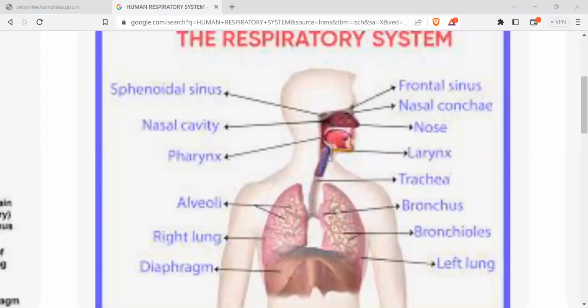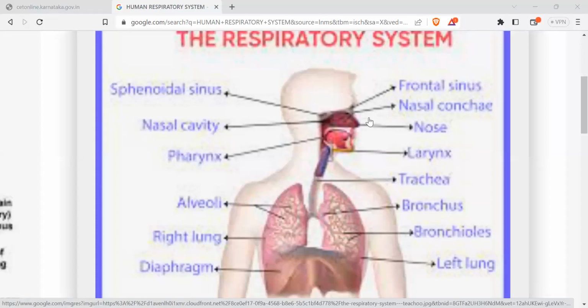So the next topic is the human respiratory system. I think now we can write the diagram here. So we can see a nasal passage, mouth cavity, larynx, trachea, the windpipe, bronchus, left lung, right lung, alveoli, pharynx, and nasal cavity. So all of these things I'll be explaining now. Very simple topic, not at all difficult to study.